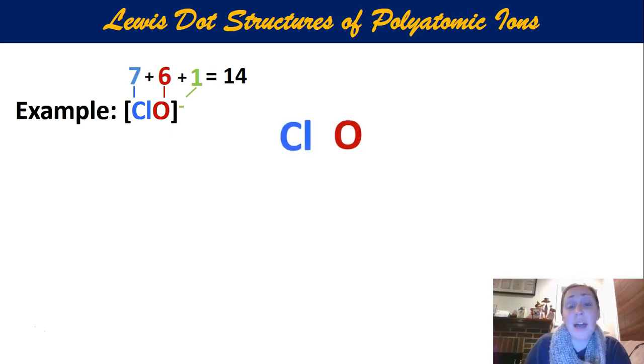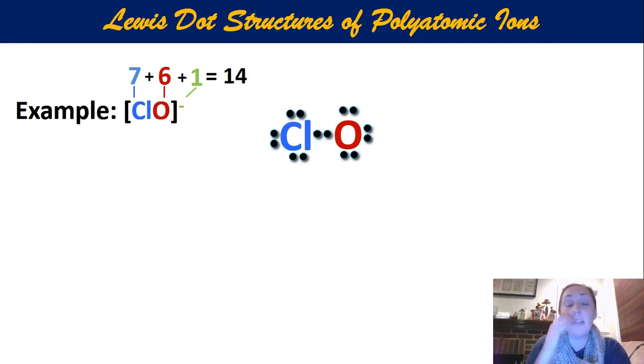I don't have a central atom because there's only 2 atoms, so they're just next to each other. You can pick whichever one you want to give your electrons to. I picked oxygen's: 2, 4, 6, 8, 10, 12, 14. I've given out all the electrons I have. So this is the structure. If I look around, I notice I don't have to move anything around because everybody's octet is satisfied.